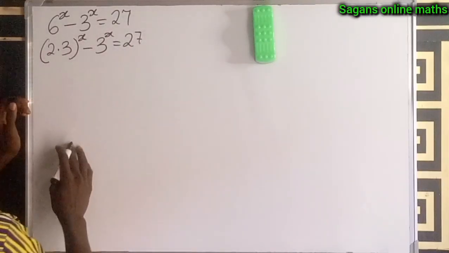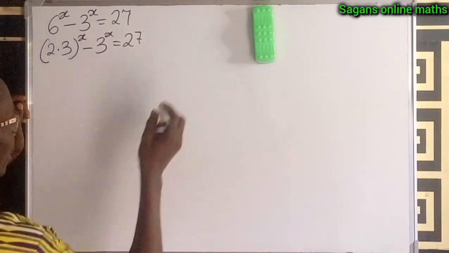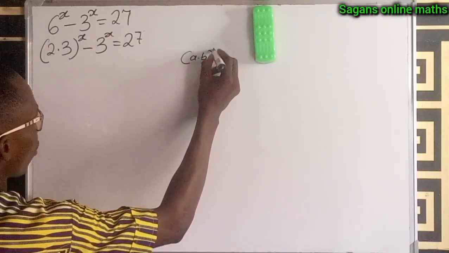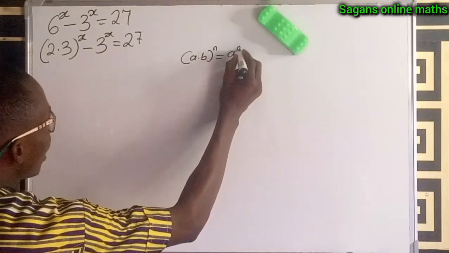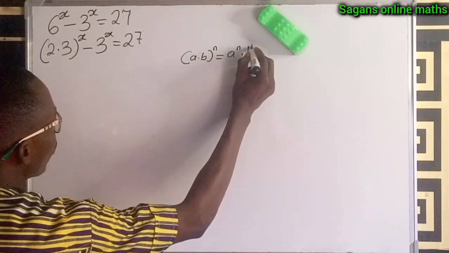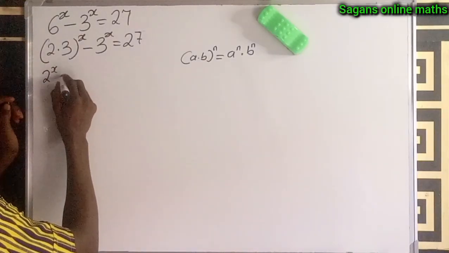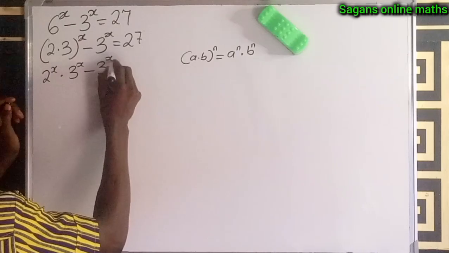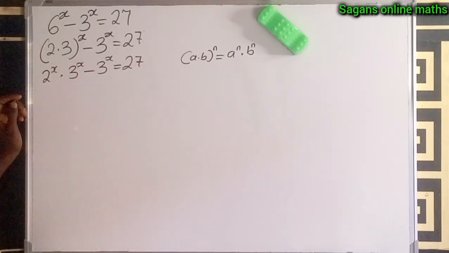Now, at this point, what am I going to do? Remember that by one of the properties of indices, (a multiplied by b) all to the power of n equals a to the power of n multiplied by b to the power of n. So this becomes 2 to the power of x multiplied by 3 to the power of x minus 3 to the power of x equals 27. Wow, this is amazing.